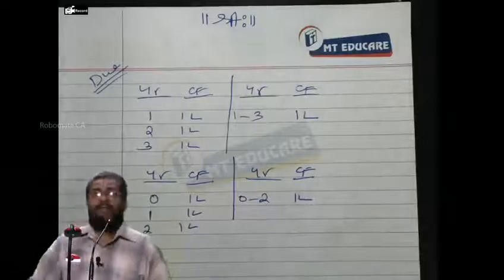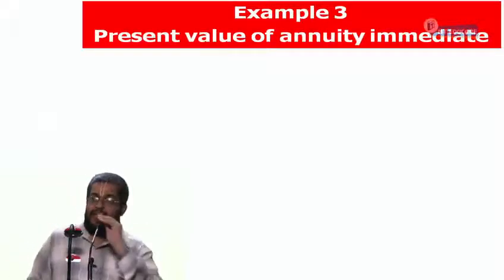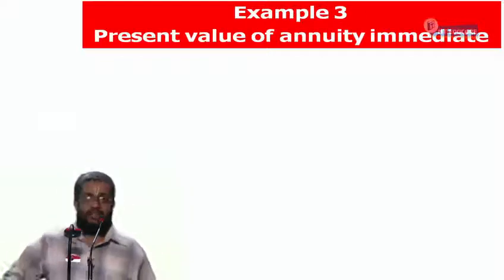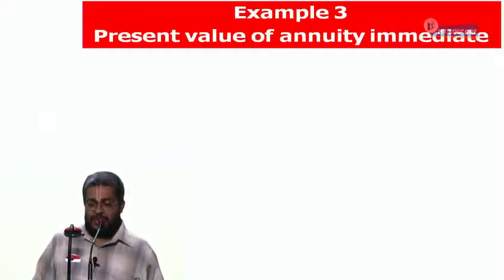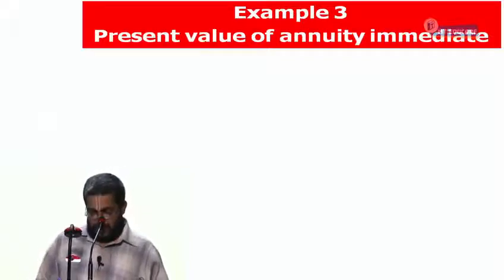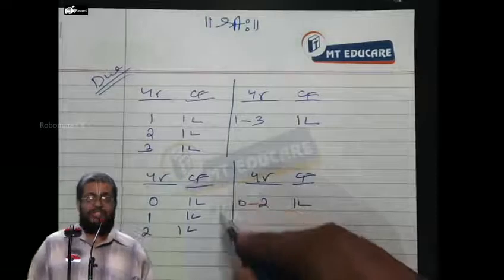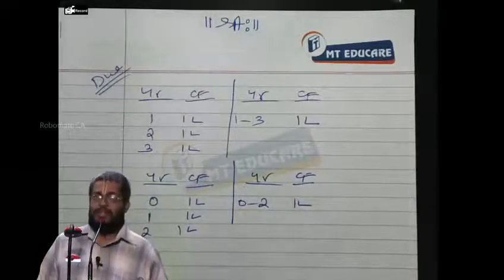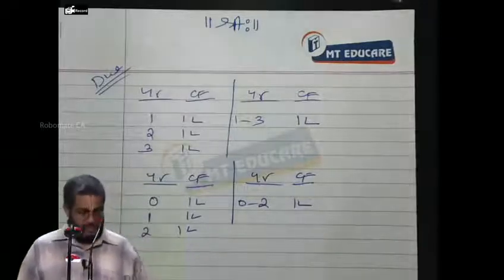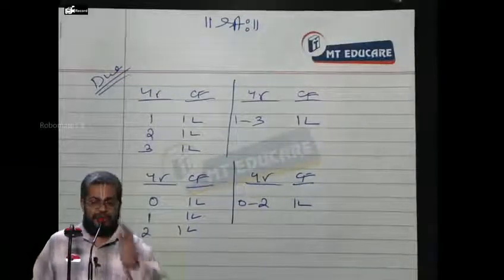Next. Example 3, annuity due. Okay, let's write the question first. Year, cash flow. I'll just dictate it. Year 0, 1, 2; cash flow 1 lakh, 1 lakh, 1 lakh. Calculate present value if the discount rate is 10%.